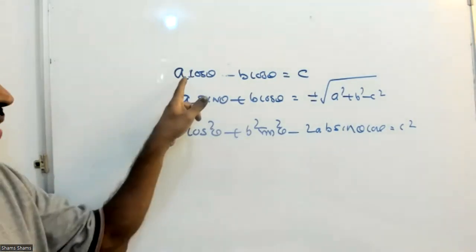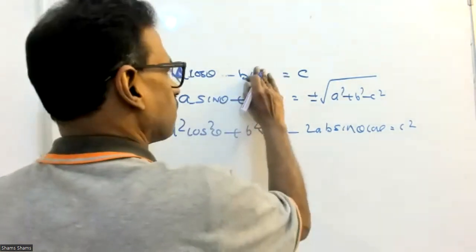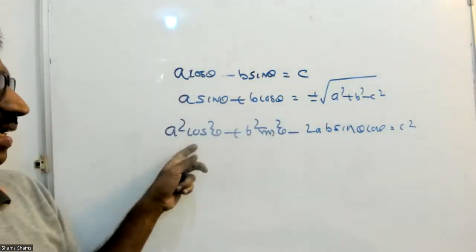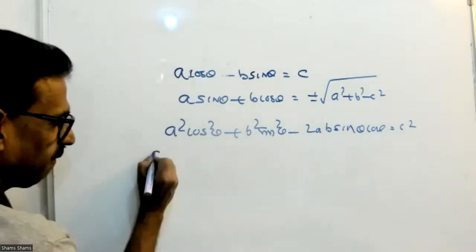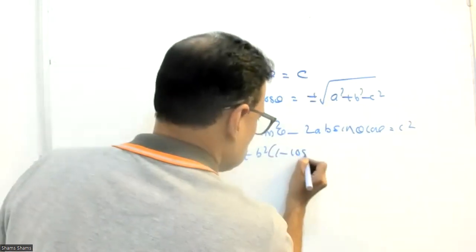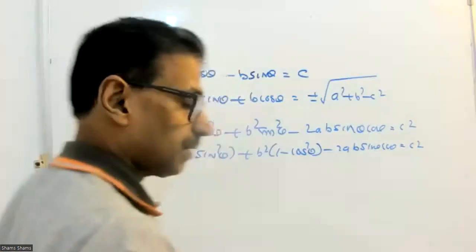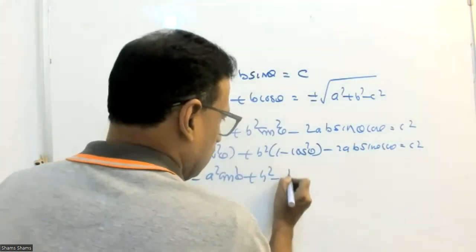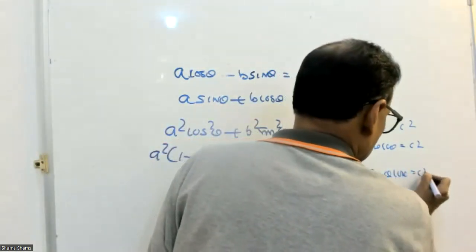Understood or not? See, here given is A cos theta minus B sine theta. Squaring: A square cos square theta plus B square sine square theta minus 2AB sine theta cos theta equals C square. Then we want sine theta, so A square into 1 minus sine square theta plus B square into 1 minus cos square theta minus 2AB sine theta cos theta equals C square. A square minus A square sine square theta plus B square minus B square cos square theta minus 2AB sine theta cos theta equals C square, right?